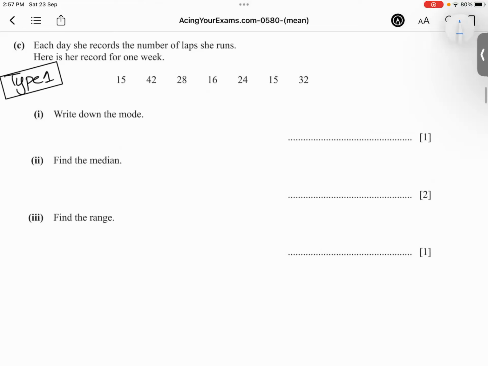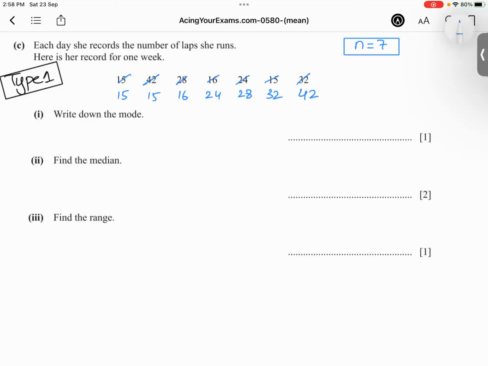All right. Each day she records the number of laps she runs. Here is her record for 1 week. So it means that the total values are 7 because there are 7 days in a week. Write down the mode. So before beginning the question, I'm going to arrange the data in ascending order. So let's write from the smallest. I have 15, I have another 15, then I have 16, then we have 24, then we have 28, then we have 32, and the largest value is 42.